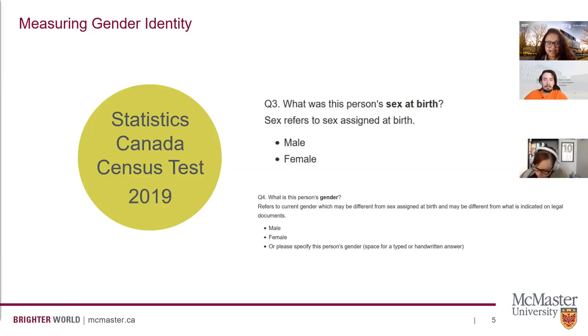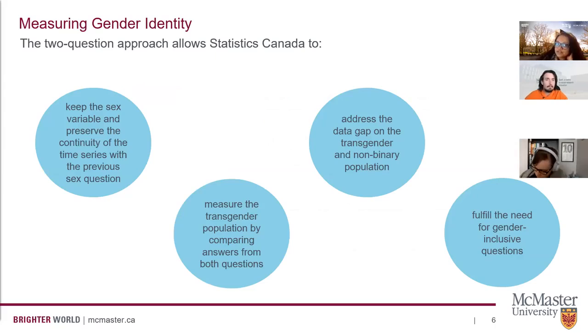In this case, for gender, they have three options. You can specify your gender, so you write whatever it is that you identify as. So this two-question approach allows Statistics Canada to keep the sex question so that their research can be compared from previous years. It also enables them to measure the transgender population by comparing answers from both questions. So they would look at your sex at birth versus your gender that you identify as now. It also addresses the data gap on the transgender and non-binary population. And then they say it fulfills the need for gender inclusive questions.